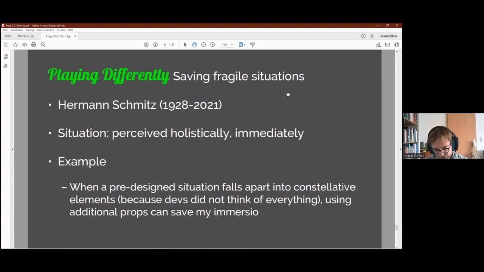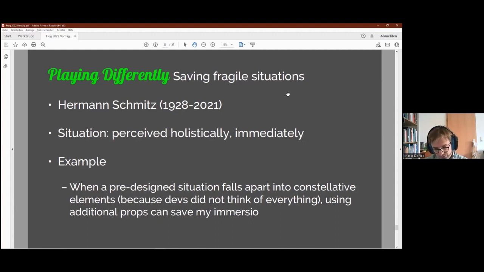I use the terms situation and constellation here in a phenomenological sense, interested in the perception of situations. According to Hermann Schmitz's take on phenomenology, a situation consists of facts, programs, and problems. But we perceive these aspects not one after another, but all together, immediately and holistically. And a successful game software where we continuously could suspend our disbelief manages to create such situations.